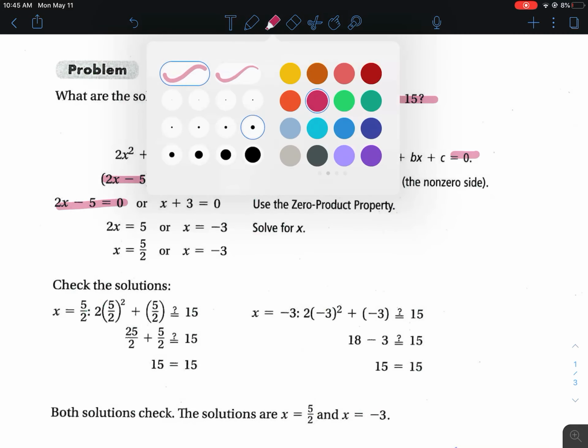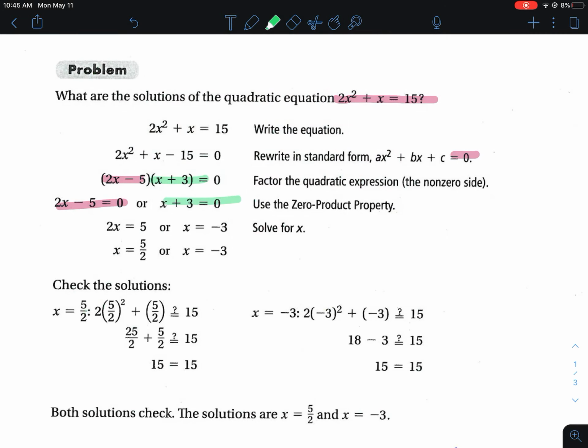And then they found the two zeros by setting each factor equal to 0, right? So just like we did in the previous video. So they get x is -3 and x is equal to 5/2, okay? So they're checking their solutions by actually substituting the numbers back in, which totally works.